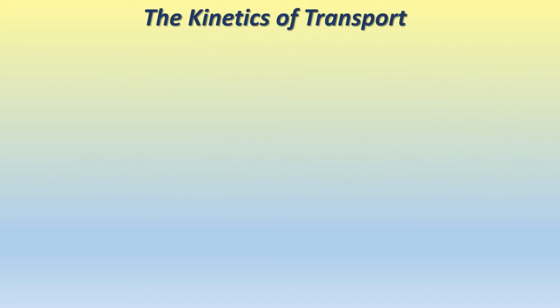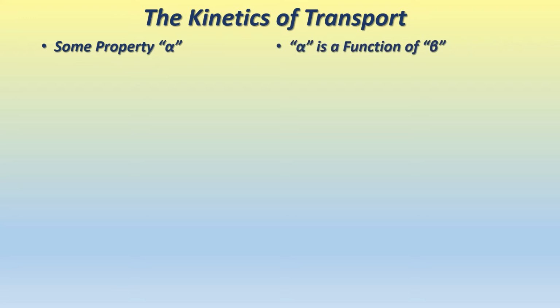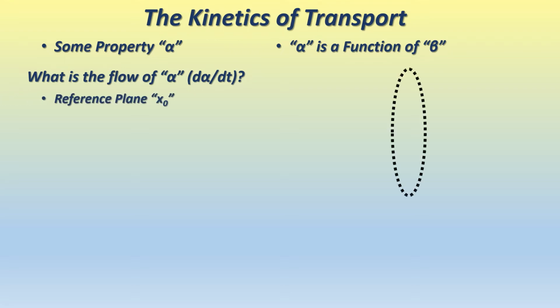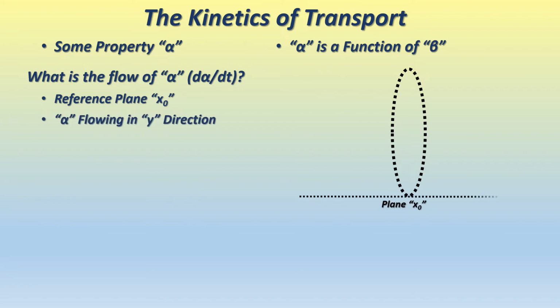All four of these properties are kinetic in nature and deal with the kinetics of transport, where once again, you have some property alpha that is a function of some property beta. So a very simple question: what is the flow or the flux of alpha? How does the concentration of alpha change with time? In order to measure this, first of all, you need some reference plane and define that you are looking at the flow of alpha in some y direction.